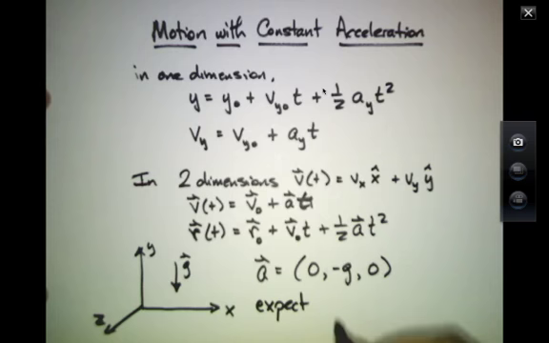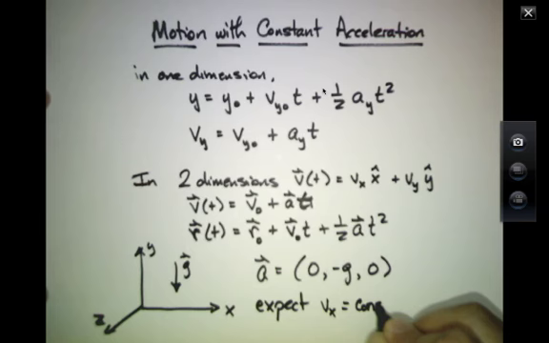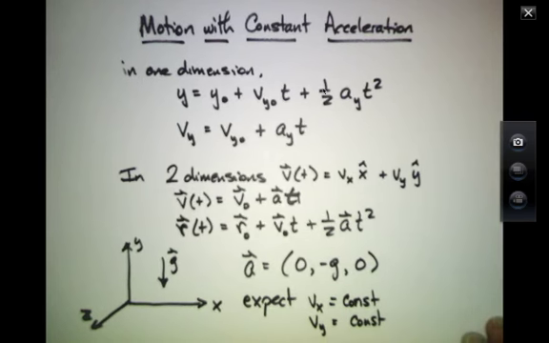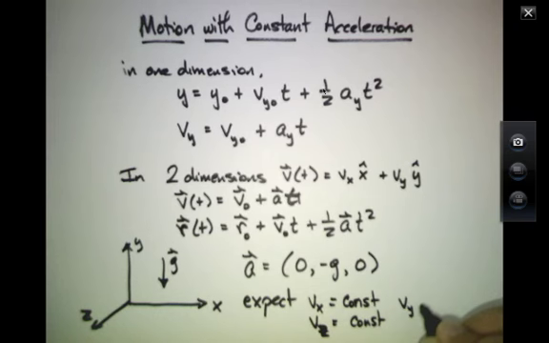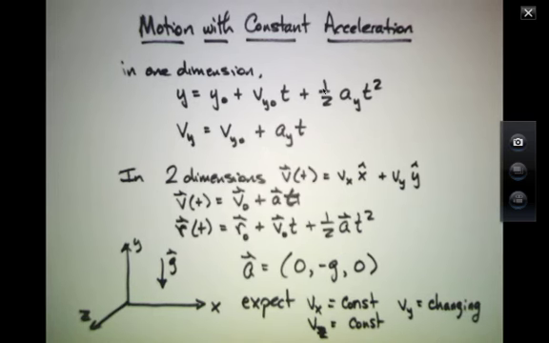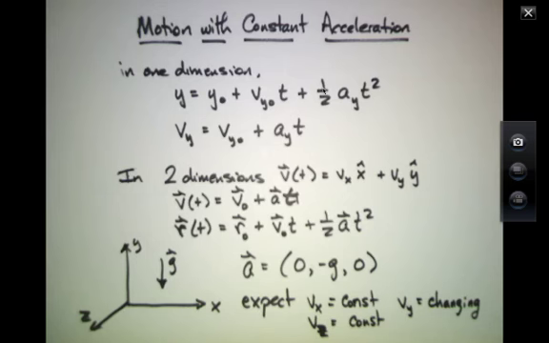In this sense, we expect that vx will be a constant, and vz is constant. Vy should be changing all the time, because only vy has an acceleration ay when we have gravity in the y direction. Let's consider what this means in a little bit more detail.